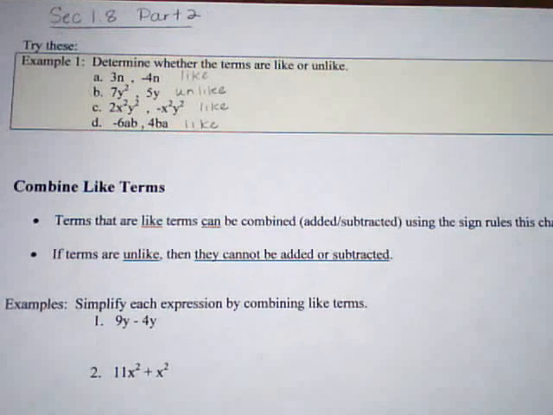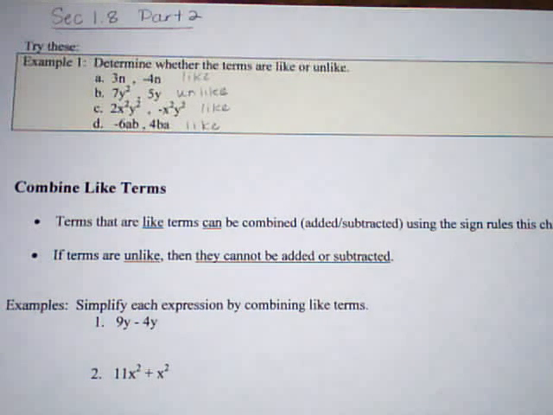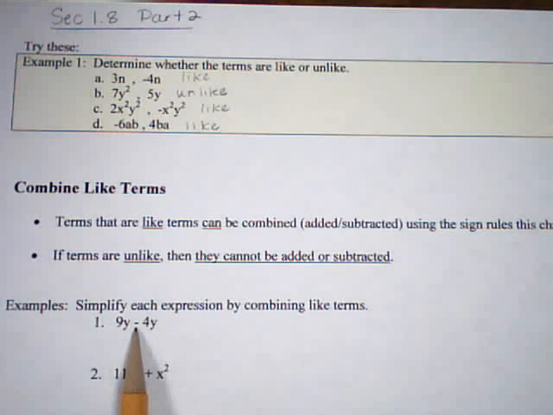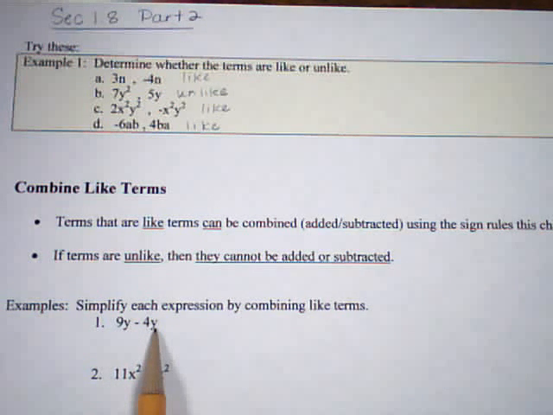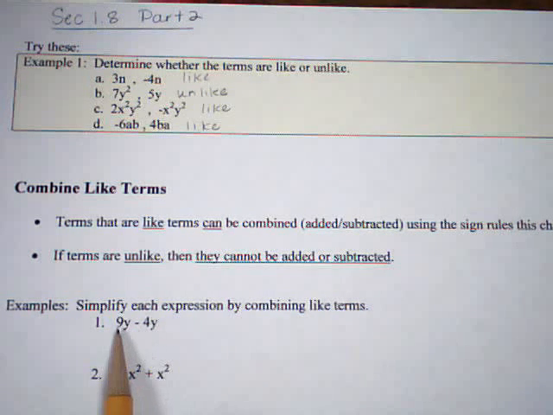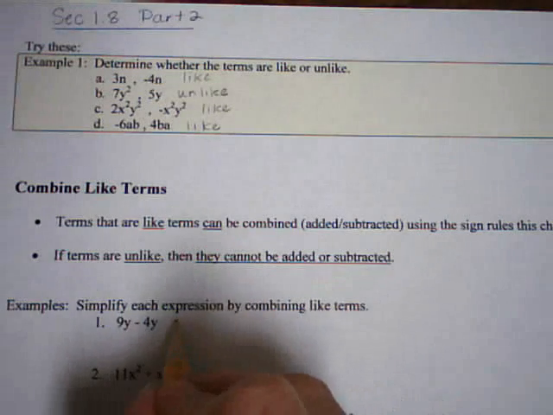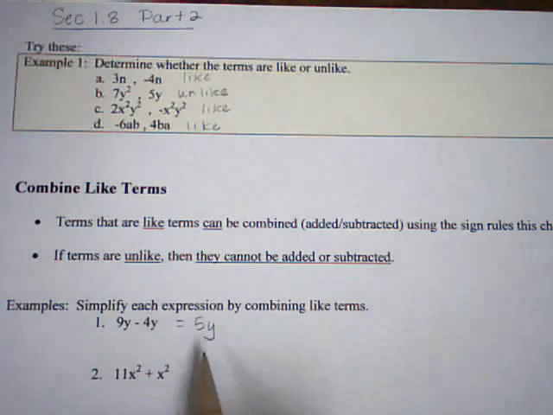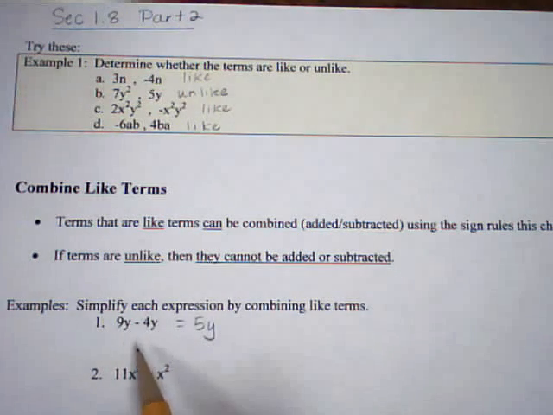Okay, so your examples say to simplify each expression by combining like terms. Number 1, 9y minus 4y. Or you can look at this like we do with our signs, that this is a positive 9y and this is a negative 4y. They are like, so therefore I can combine. If I have a positive 9 and a negative 4, that would be a positive 5y. It's just like you're counting how many y's do I have. If I have 9 y's and I take away 4 y, then I've got 5y left.